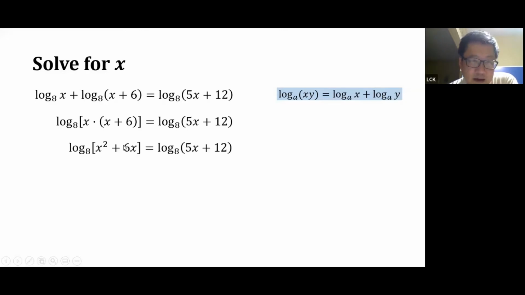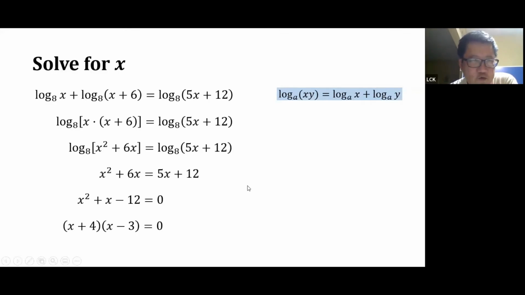So once you have done that, multiply that out. That's x times x is x squared. X times 6 is 6x. On the right side, you have 5x plus 12. So they must be equal, because you have log 8 of this equals log 8 of that. Both these expressions must be equal, so equate them. Once you have equated them, form your quadratic equation. And once you have formed it, go ahead and solve your quadratic equation.